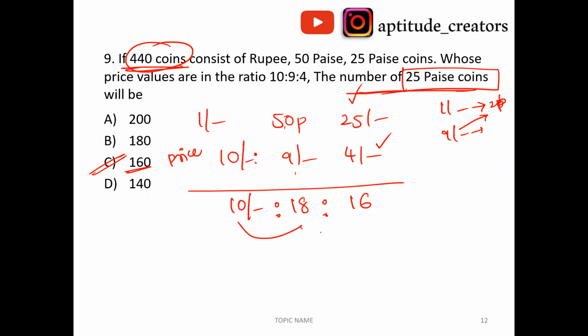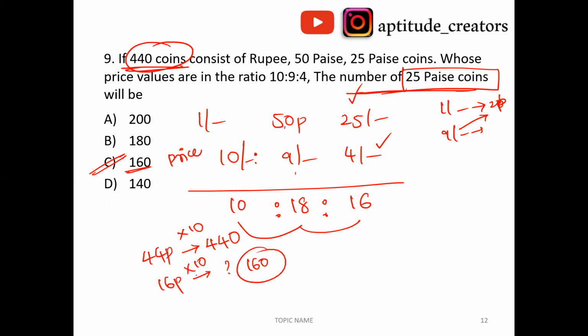Or you can calculate 25 paisa coins. Total 10 plus 18 plus 16 is giving the result as 44. 44 parts is equal to total. How many coins I have? 440 coins I have. Correct. Now 16 parts is equal to how much? Into 10, into 10. It is giving the result as 160. Answer is option C, 160.